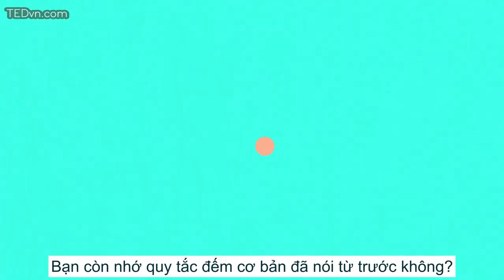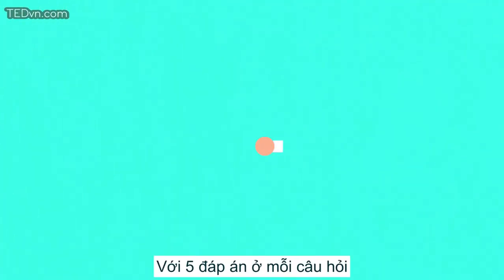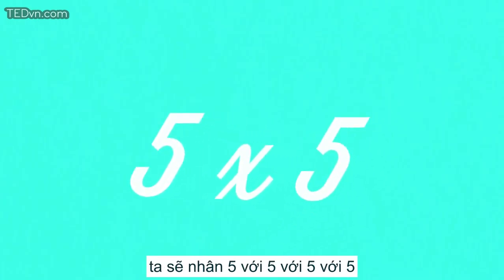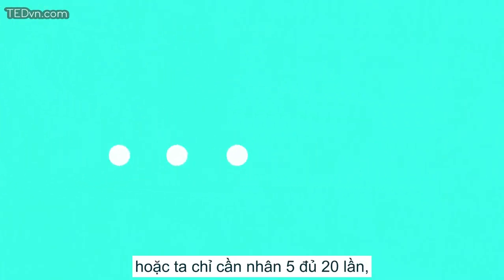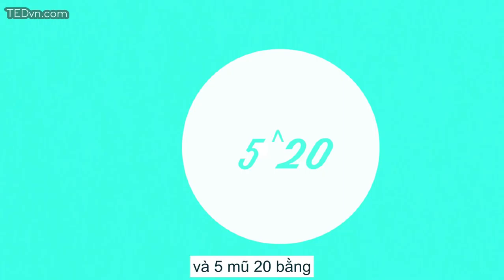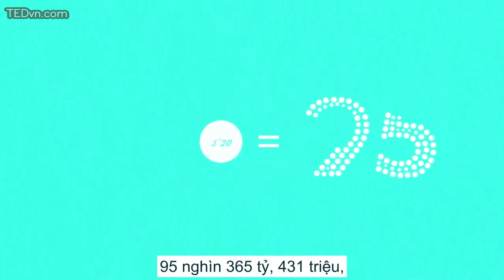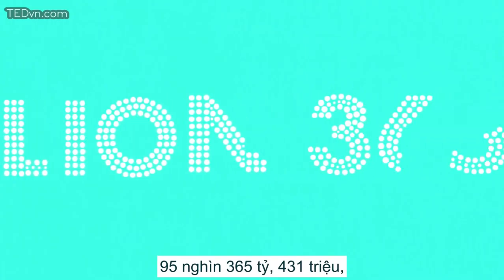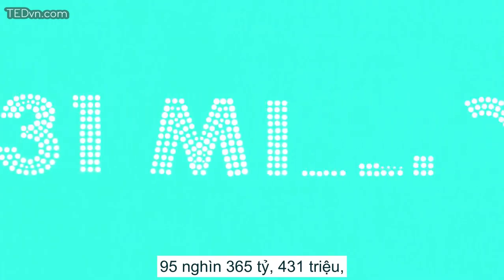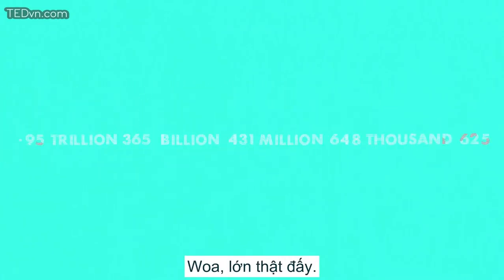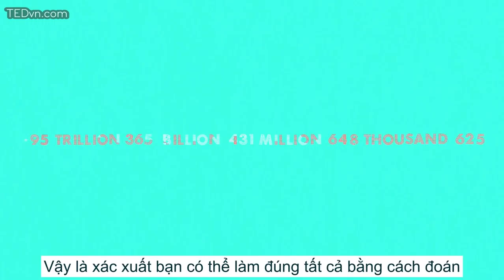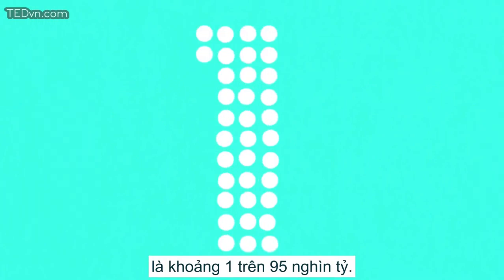Do you recall the fundamental counting principle that was stated before? With 5 possible outcomes for each question, we would multiply 5 times 5 times 5 times 5 times, well, we would just use 5 as a factor 20 times, and 5 to the 20th power is 95,365,431,640,625. Wow, that's huge! So the probability of getting all questions correct by randomly guessing is about 1 in 95 trillion.